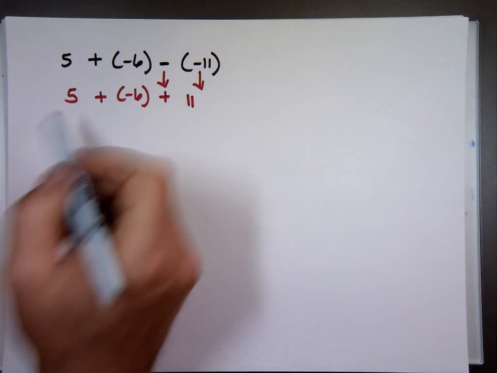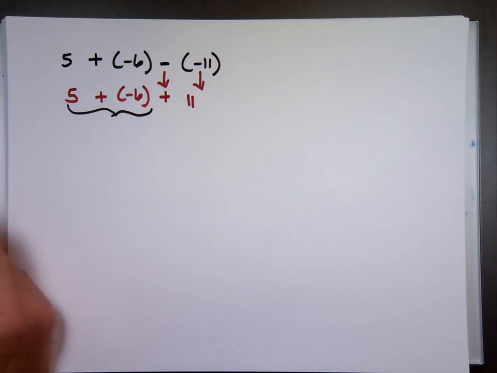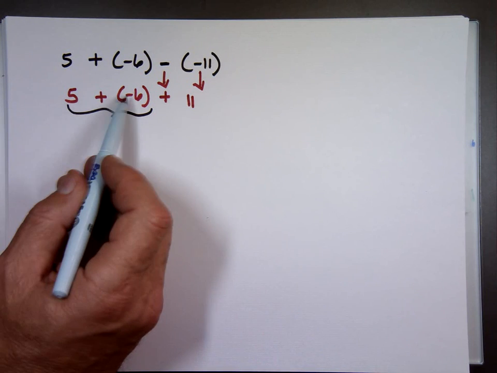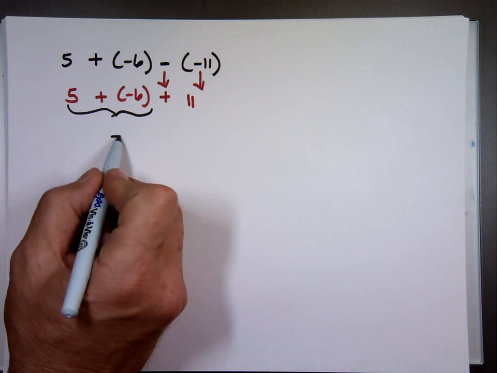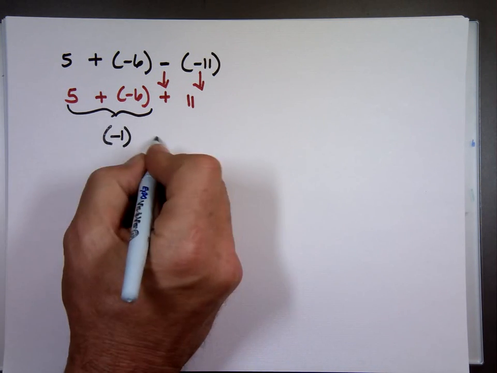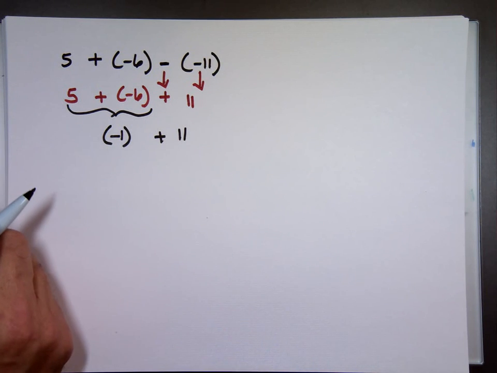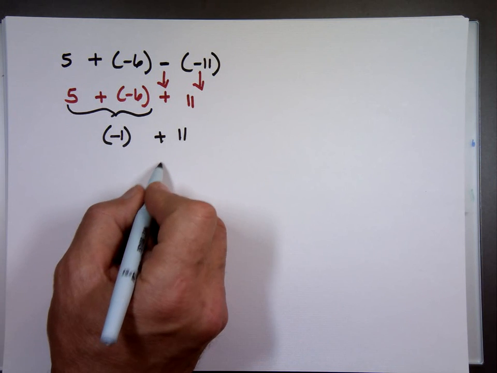Let's do the first two. Different signs. Subtract the smaller from the larger. 5 from 6. Negative 1. Very good. It's 1 with the sign minus. Add to it the 11. Notice different signs. Subtract the smaller from the larger, which is what? 10, and the sign is positive.